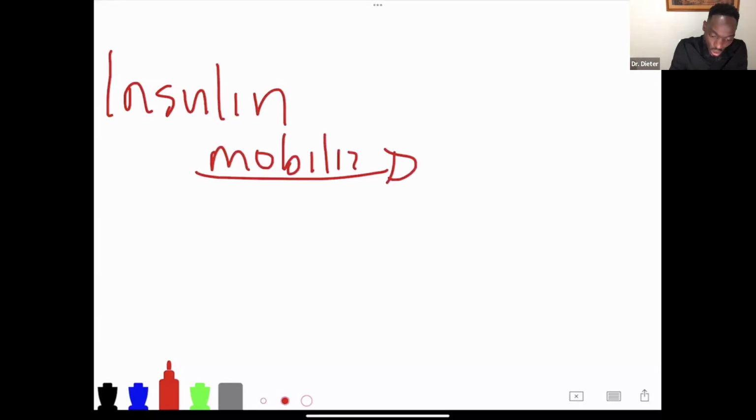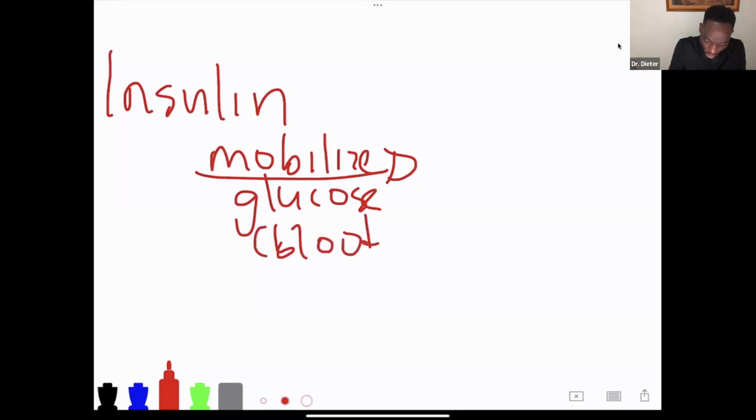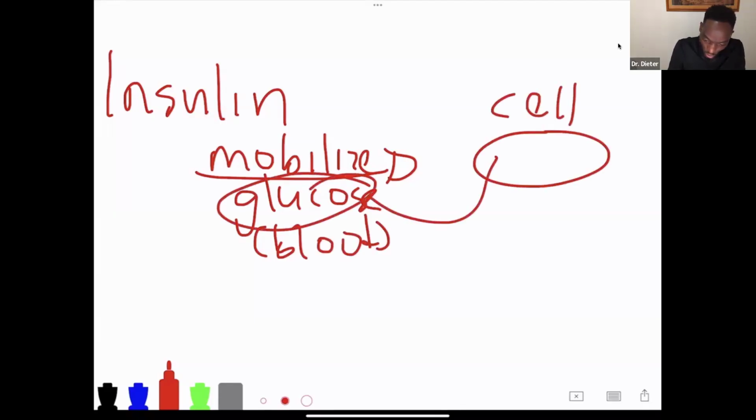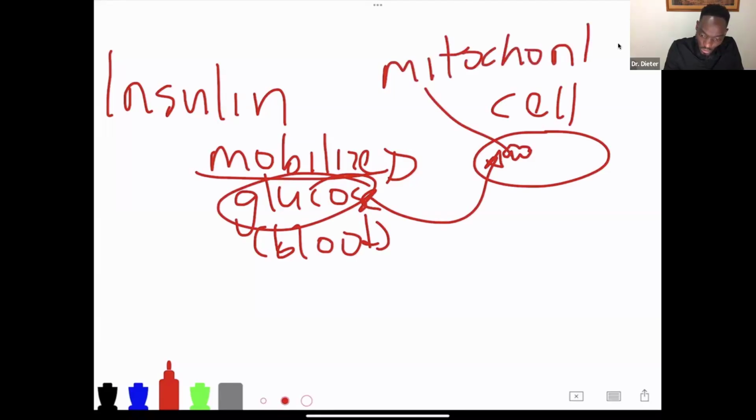You see, when we eat, glucose is released into the blood as an end product of digestion and absorption. So a job of insulin is to mobilize glucose out of the blood into the cell. This is the cell, and to mobilize that glucose into the cell. When glucose gets into the cell, glucose is then shunted through the mitochondria, and goes through a complex series of reactions in the mitochondria called the electron transport chain. The result of that is the production of an energy molecule called ATP.